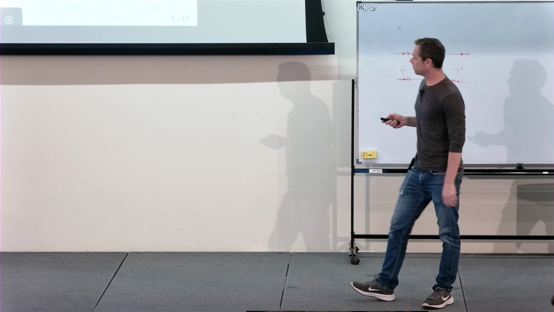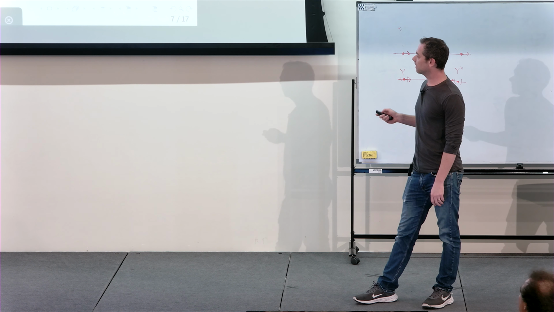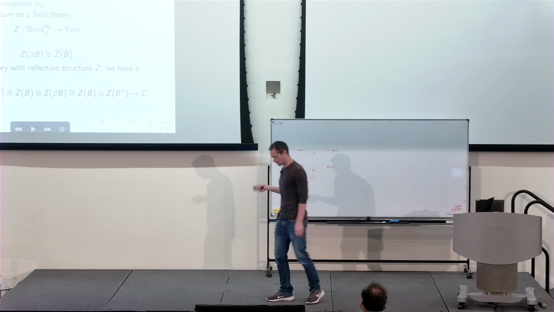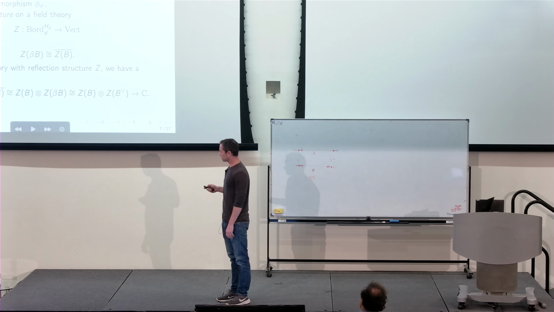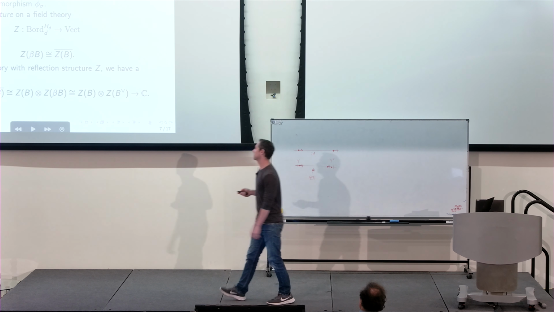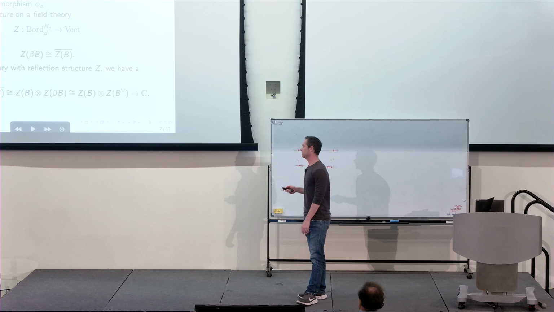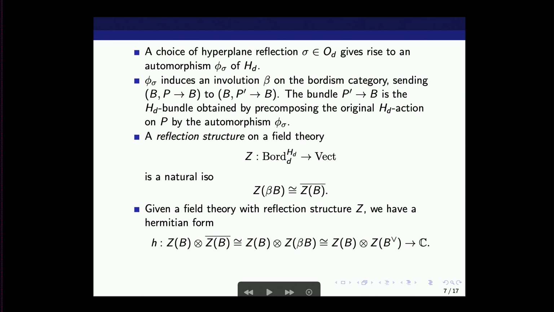Okay, so now that I've said that this beta is related to this action by taking duals on the Bordism category, there's a Hermitian form here that's induced by this isomorphism. And the way you get it is you take, well, here is your vector space that's associated to your Bordism, and here's this complex conjugate. You just use the isomorphism here to get to the thing with beta.